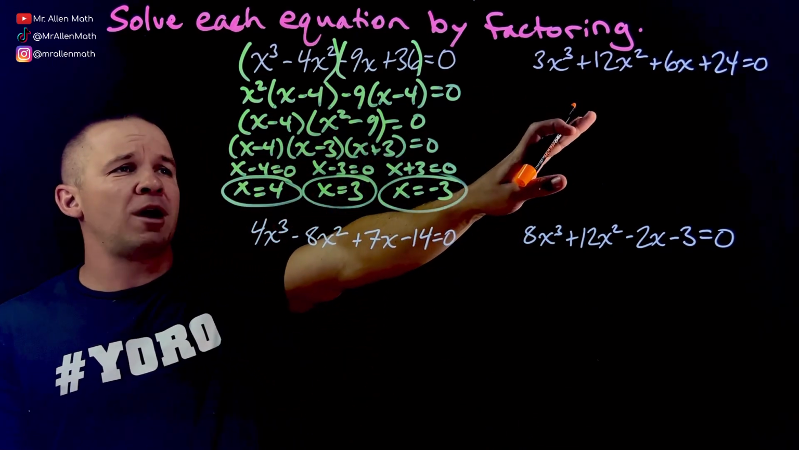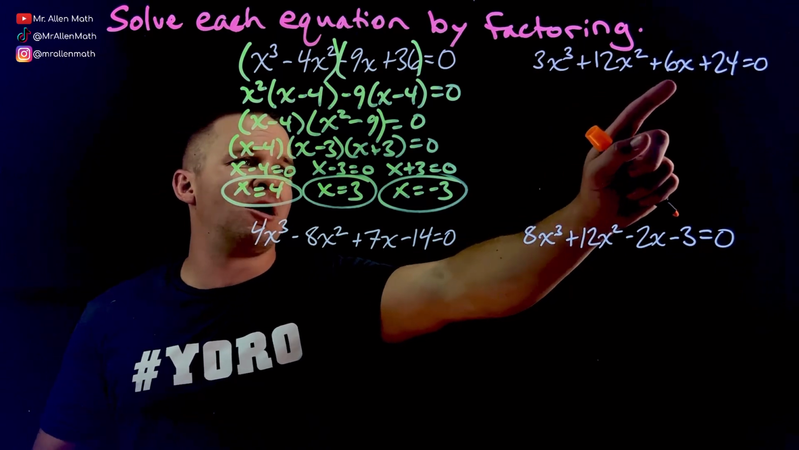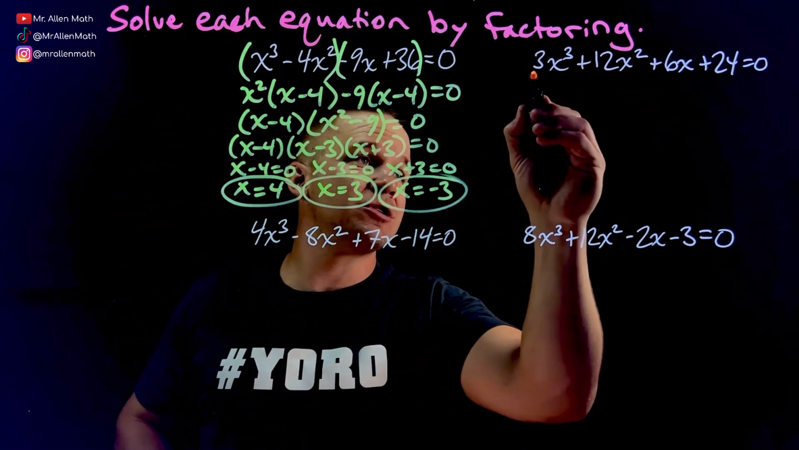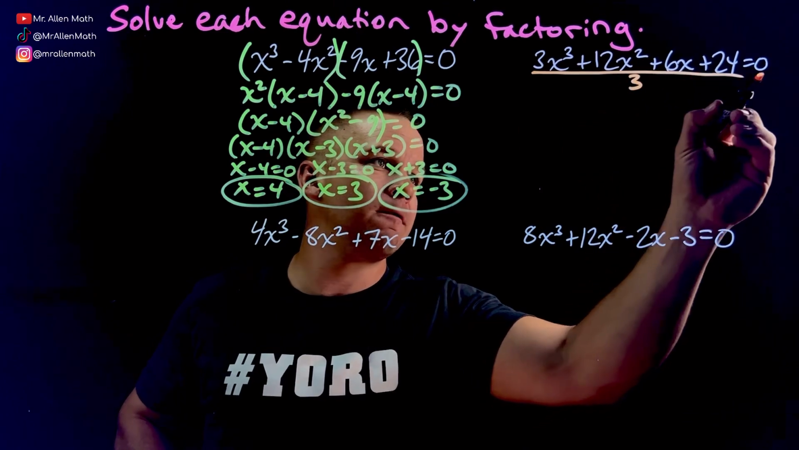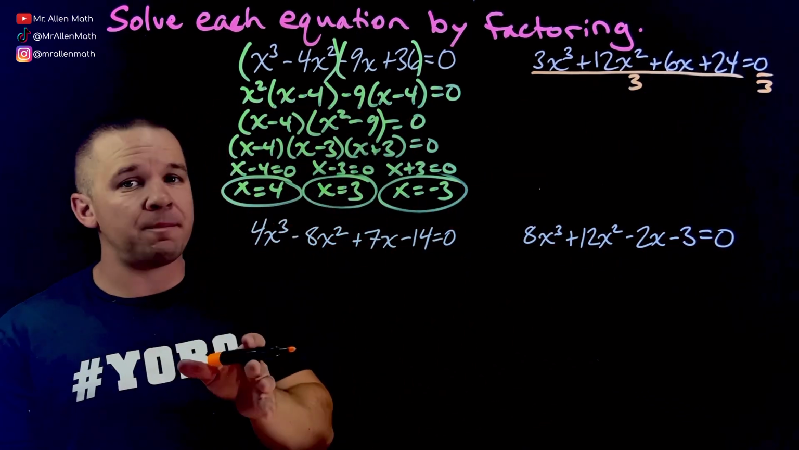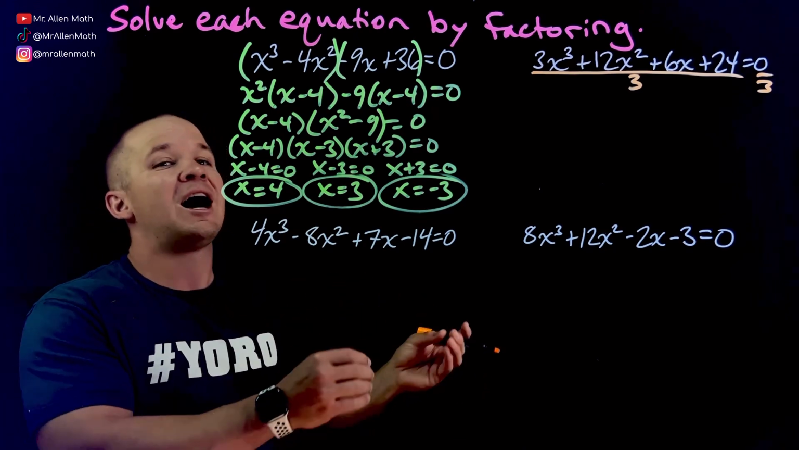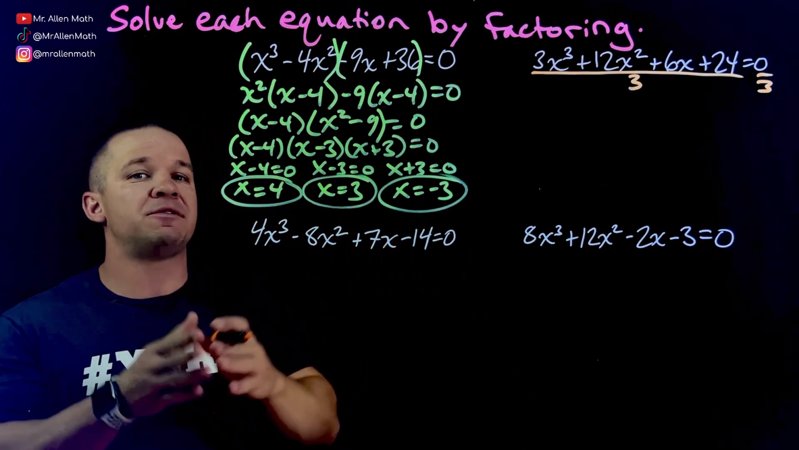When I look at this problem right off the bat, I see all four of these terms are divisible by 3. So I can actually just go ahead like this. Boom. Divide by 3. Divide by 3. I can do that because it's an equation. If this was an expression and I was just asked to factor, I'd have to take that 3 out as a GCF of the entire thing.